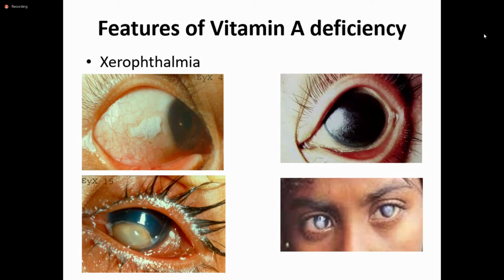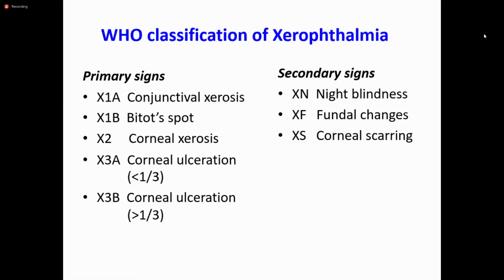So we need to prevent a child from vitamin A deficiency. And if they are deficient, we need to identify early and then treat, so that the child doesn't go into a blind status.